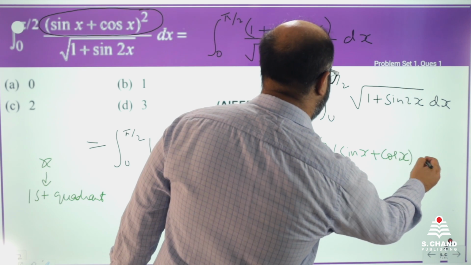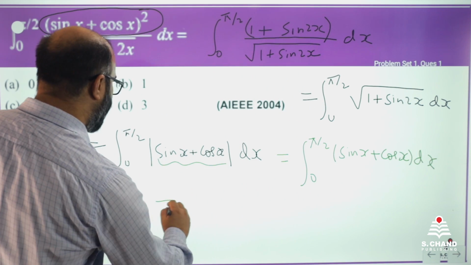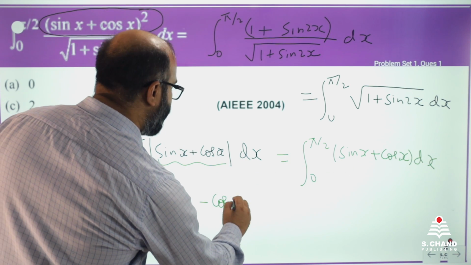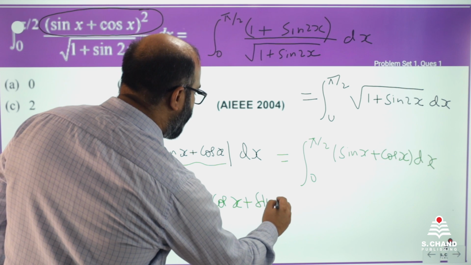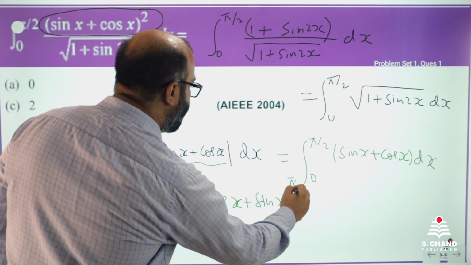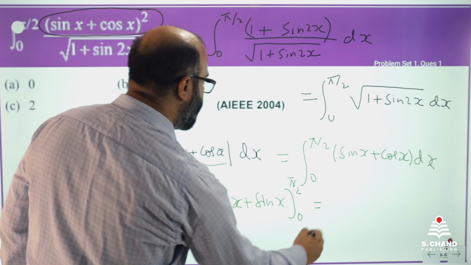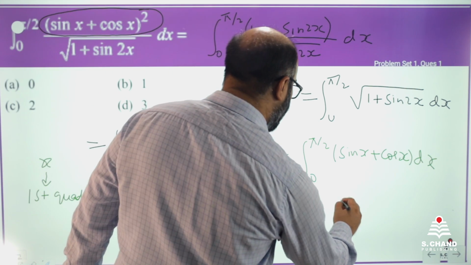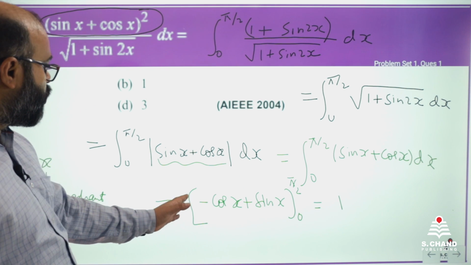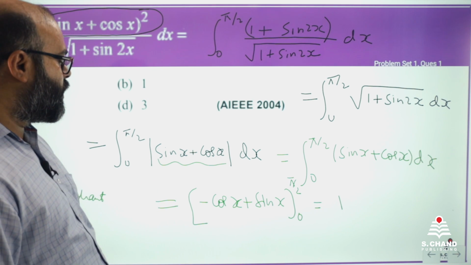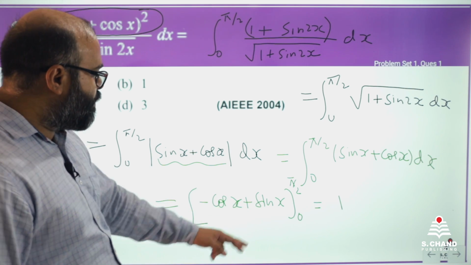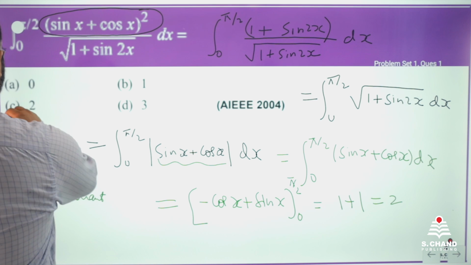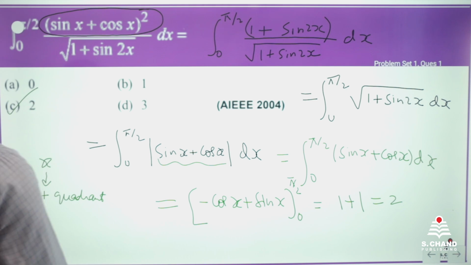x dx. Now when we integrate, integration of sin x will be minus cos x and integration of cos x will be sin x, from 0 to pi by 2. Now when you put the limit, you get cos pi by 2 as 0 and cos 0 as 1. So you will get 1 here, as you will get 0 minus minus 1, right? And then we have sin pi by 2 which is 1 and sin 0 which is 0. So you get an answer 2. So you can say that option C is the correct option.